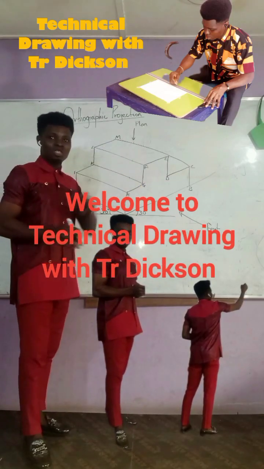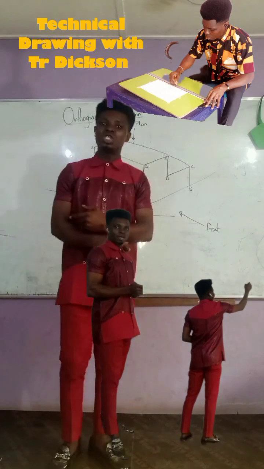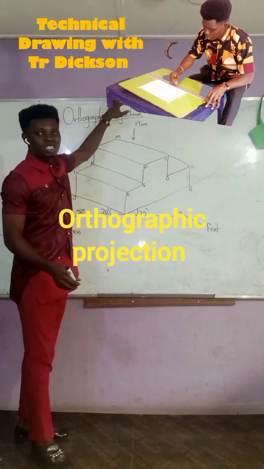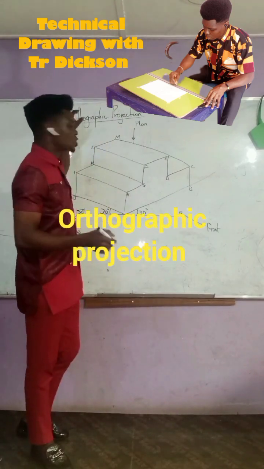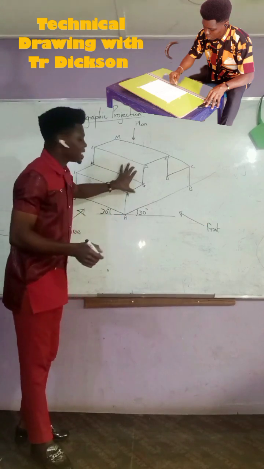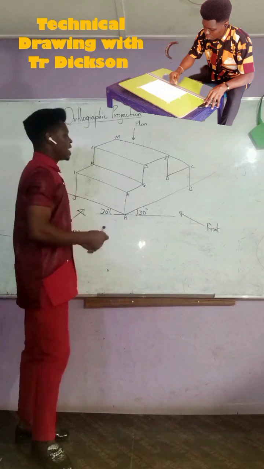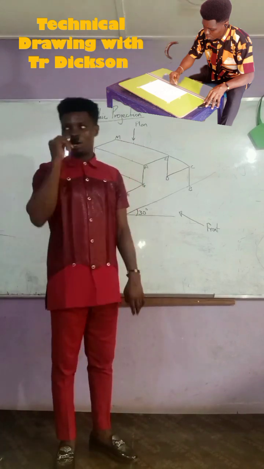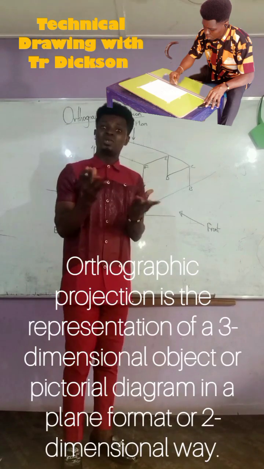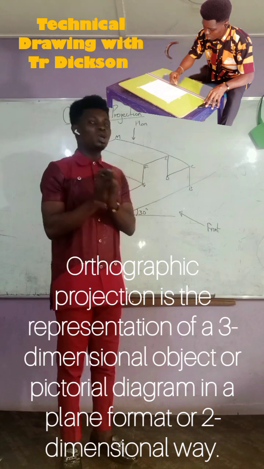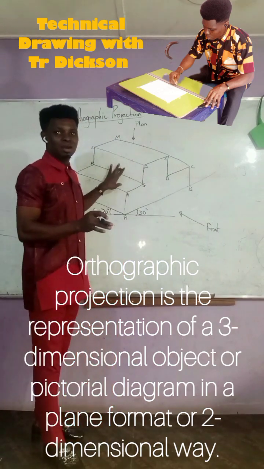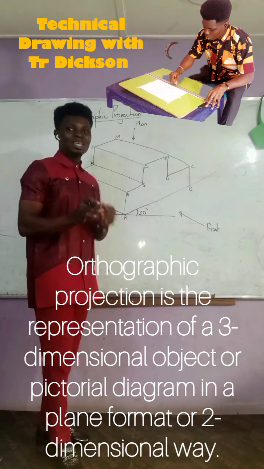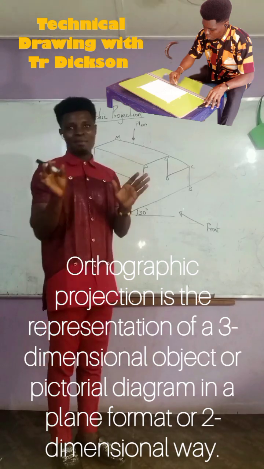Having done this using the isometric method, the next thing we have to do is to bring about the orthographic projections, or orthographic views, of this particular object. If you take a look at the object, first and foremost, let me talk about what orthography is. Orthography just means the representation of this pictorial diagram, which is a three-dimensional object, using two dimensions.